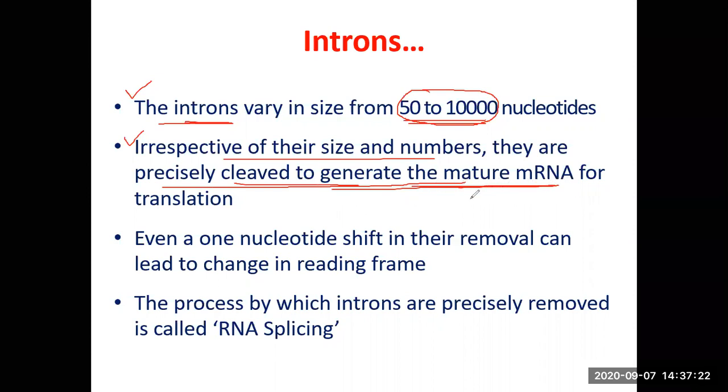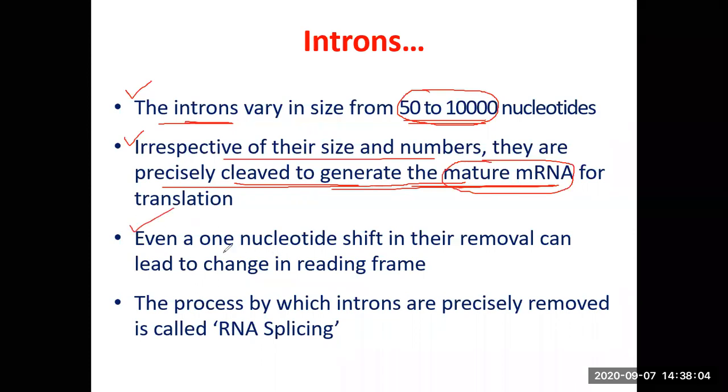They are not part of the mature messenger RNA. Mature messenger RNA will have only exons joined head to tail, one after the other, without any intervening sequences. So that messenger RNA is called mature messenger RNA. Otherwise, till that time, that RNA is referred to as RNA transcript. So before it is taken for translation, the introns, the non-coding sequences, will be removed from the transcript, and irrespective of their size and numbers, they are precisely cleaved to generate the mature messenger RNA.